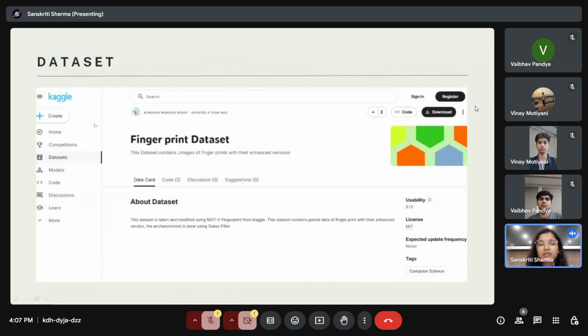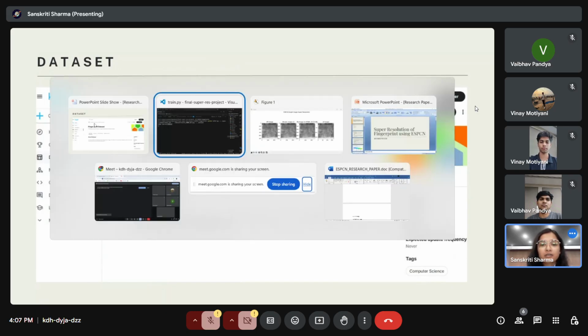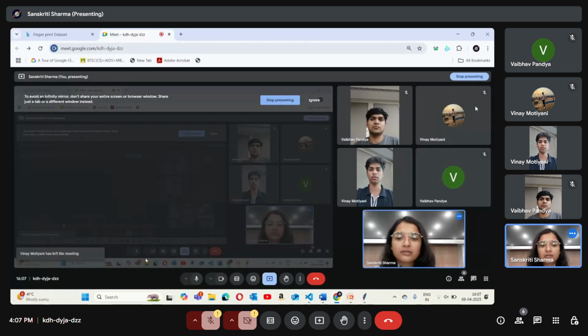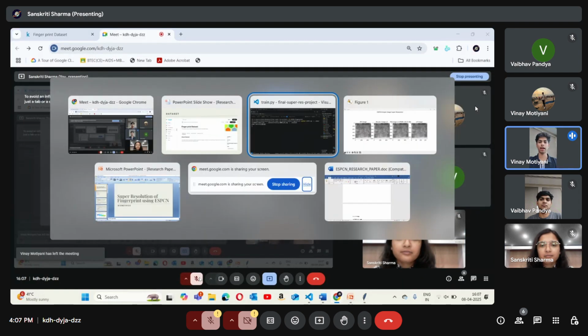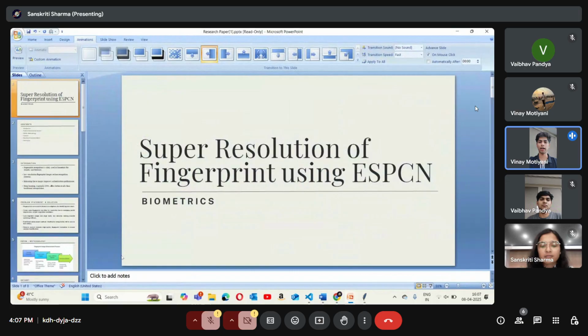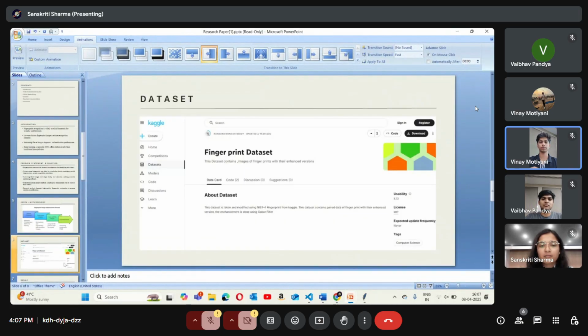Now moving further, I hand over to Vinay. This is our dataset we took from Kaggle. Now, my friend Vaibhav will explain to you the results of this research.